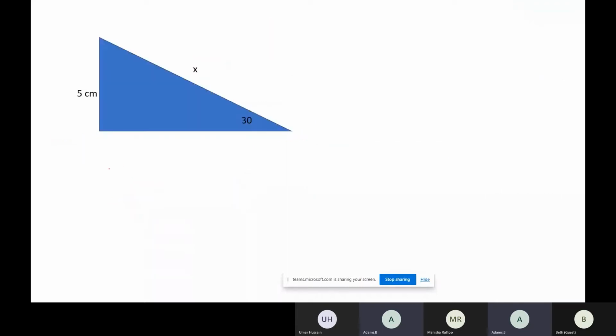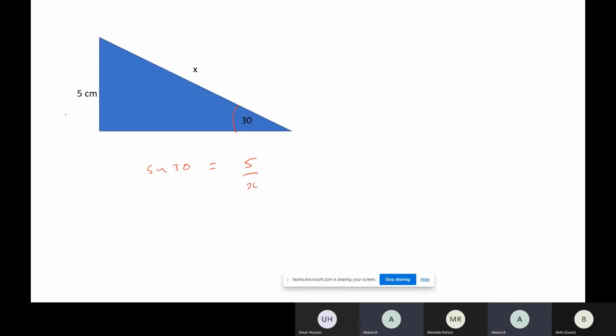In year 9, our trigonometry comes directly after similar shapes for the exact reason that this angle is a ratio. We're looking for a ratio, and the first examples in the scheme of work state to use 30, and then they can spot very quickly that 30 is a ratio of a half. So sine 30 is 5 over x.